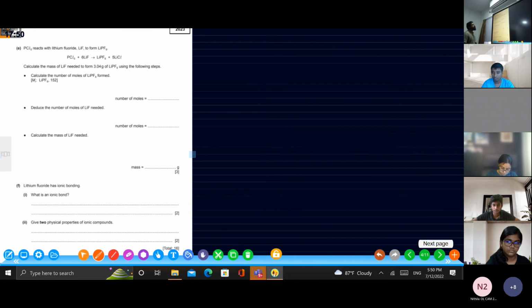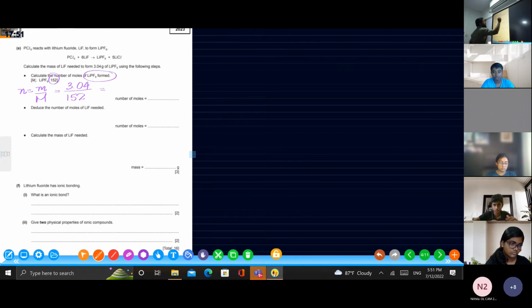Okay, so calculate the mass of lithium fluoride needed to react with the mass of lithium hexafluorophosphate. They have given the procedure as well, so it's going to be easy. Calculate the number of moles of LiPF6. The mass is given, so you apply m over capital M. They have given only 1 mark, but normally for the first step they usually give 2 marks if this wasn't given, because finding the molar mass is also 1 mark.